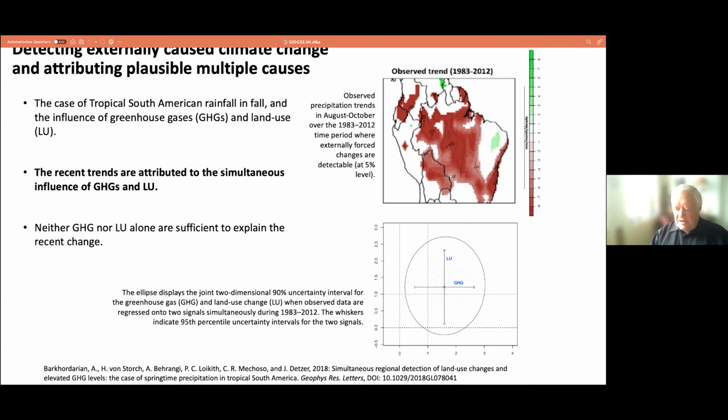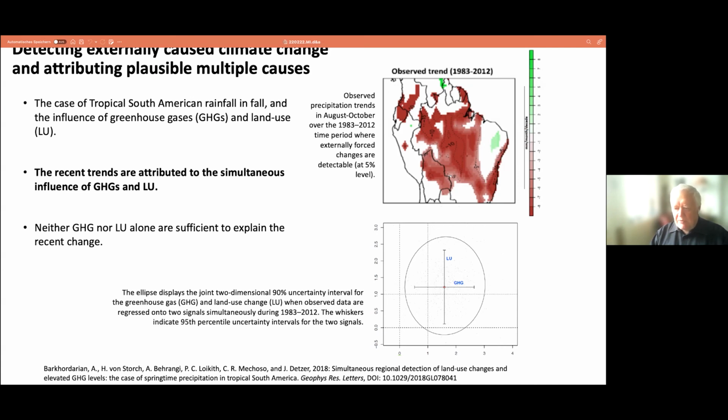And what we see is that the present change, which is given in terms of the two detection variables, is something like 1.5 and 1.2 or so, and is inconsistent with zero. That is, it cannot be explained only by internal variability, but we really need both the land use and the greenhouse gases to explain the ongoing change. We thought that was pretty remarkable.